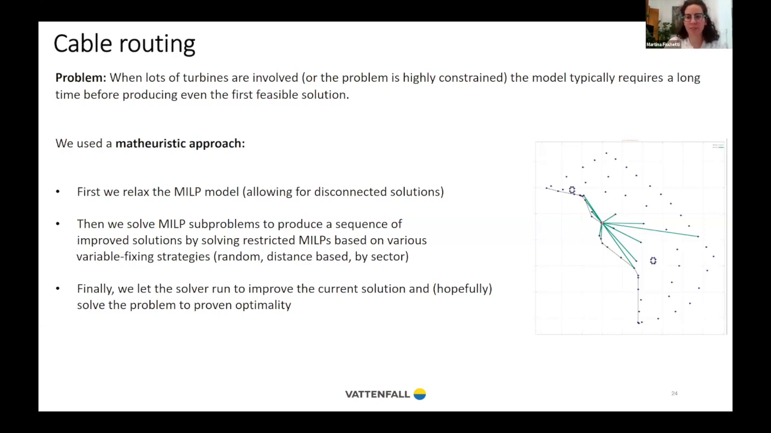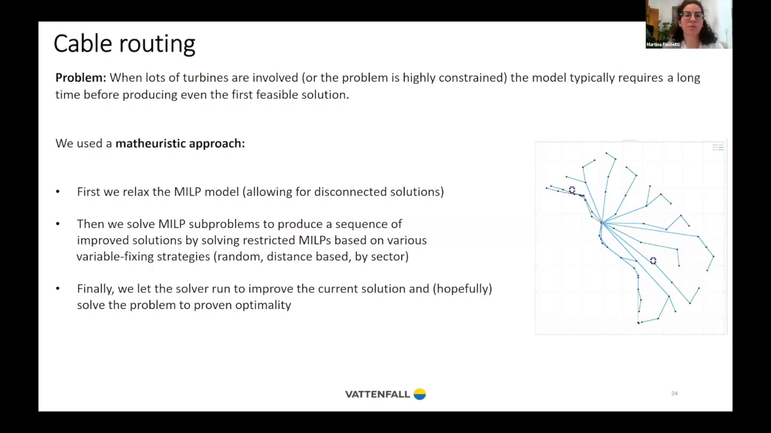We iterated this until we reached a certain number of iterations, and then we warm started the original model with this solution, letting it get to optimality. Here in the video, you see, for example, an example of a solution. You see that we start from disconnected solutions that are expensive, and then we get to connected solutions, so actually solutions that are feasible and optimal for the original problem.